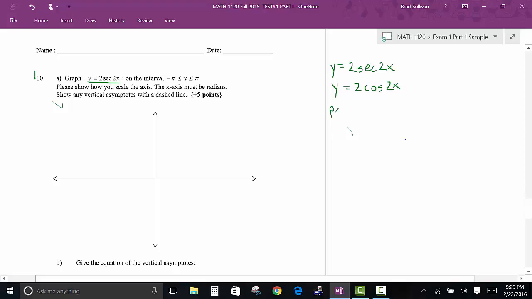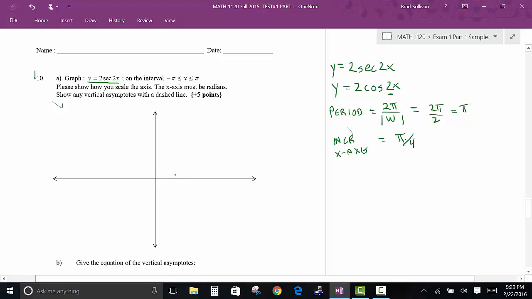So the first thing we want to do is we want to figure out what the period is. So if you're doing a cosine, the period is 2 pi over omega. So that's going to be 2 pi over 2, with omega being the number in front of x. So that's equal to pi. Okay, the increment of the x-axis, you always take the period, pi, and divide by 4.